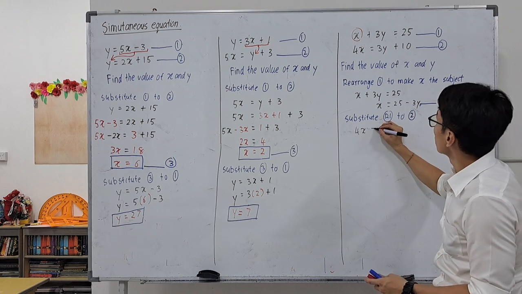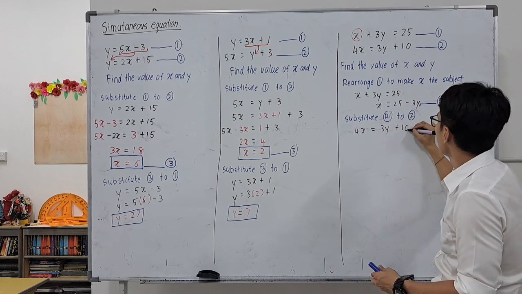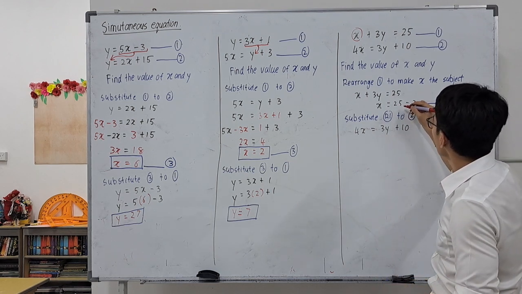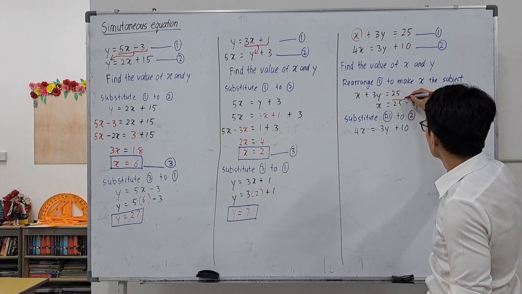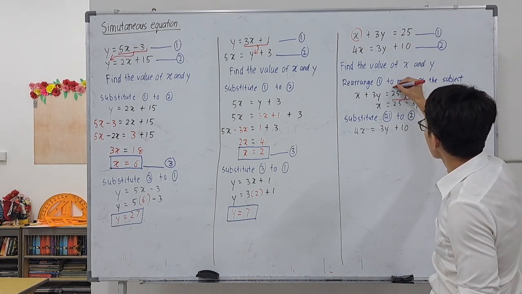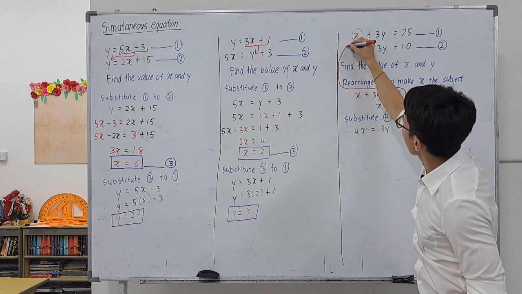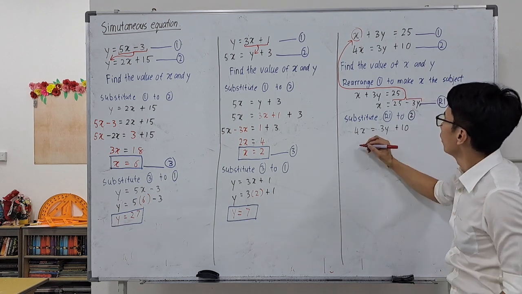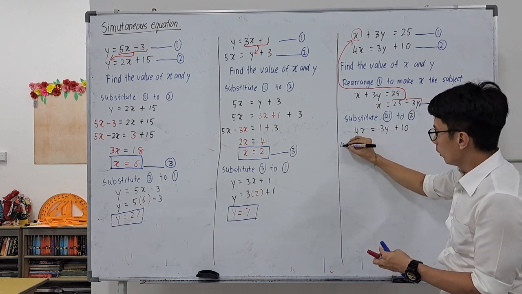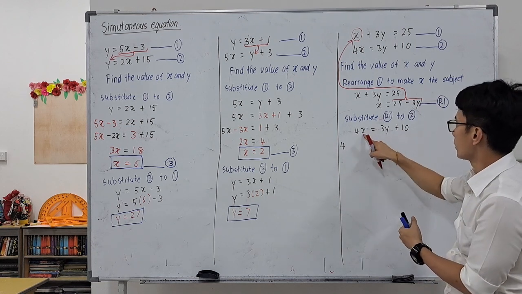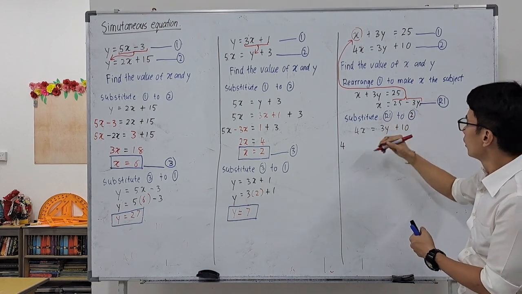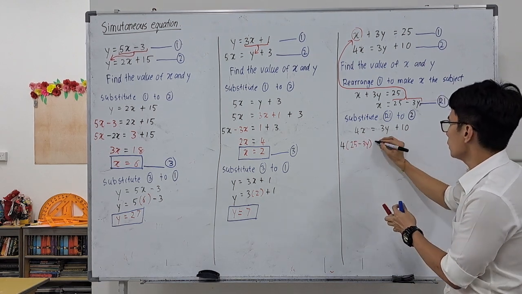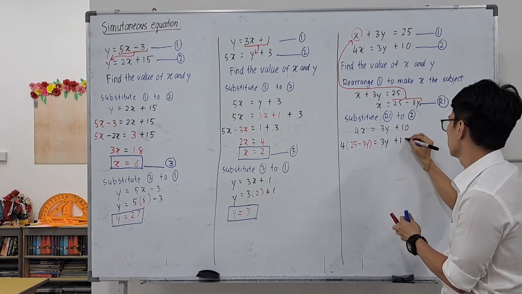So I have 4x, it's equals to 3y plus 10. Alright, and this x over here, this guy, it's going to go here. Okay, it's going to go here right now. So if you substitute, what will you get now? You will still get your 4. And my x right now has changed into this. Okay? So that's going to be 25 minus 3y. And that's equals to 3y plus 10.